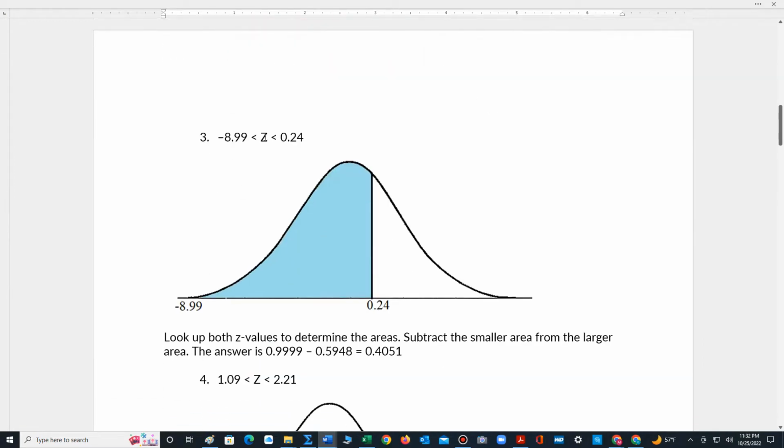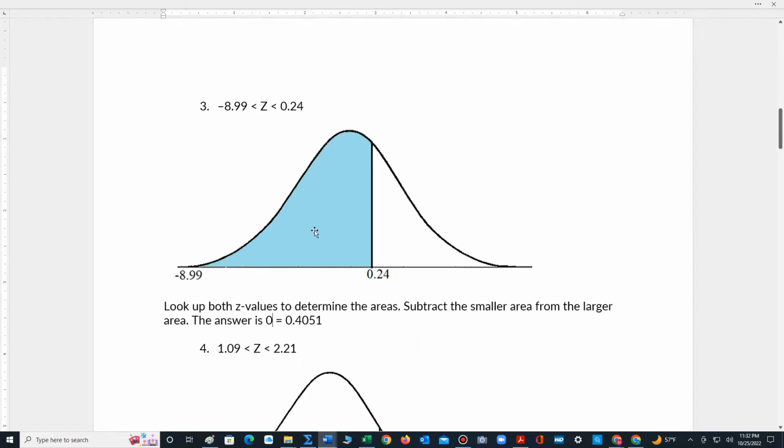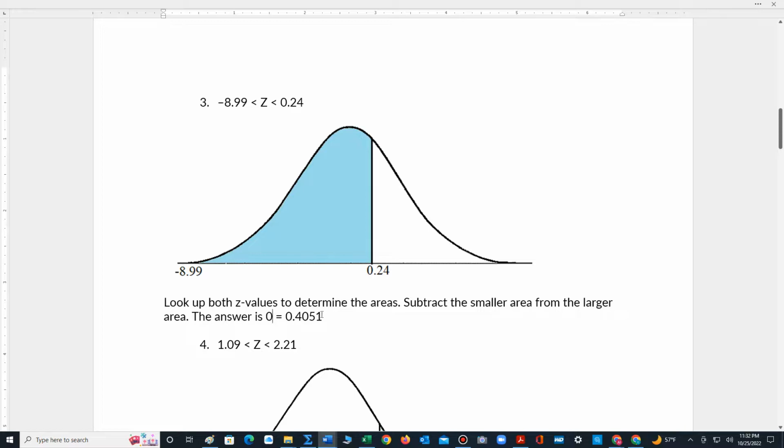Now when you see this notation, we're looking for the area between two z values, between negative 8.99 and 0.24. Whenever we're looking for the area between two z values, we look up both areas in the table and then subtract them. So let's go ahead and take a look. I think there's an issue with this problem, so let's go ahead and work this out directly.